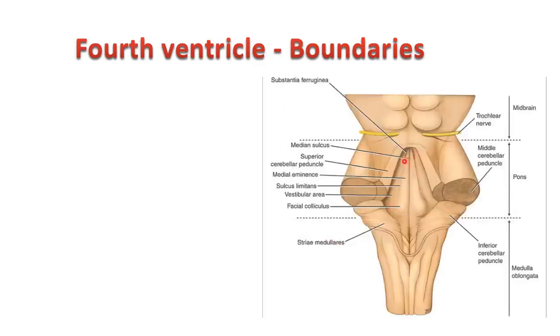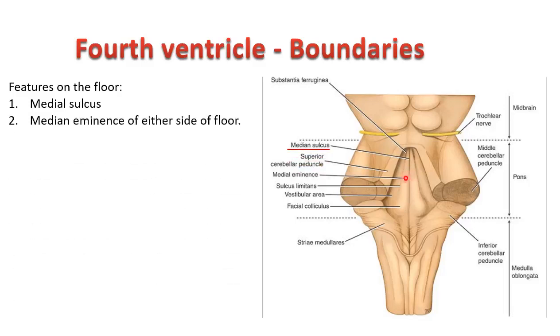So coming to the features on the floor of the fourth ventricle. What are the features on the floor of the fourth ventricle? Mainly in the midline, you are able to see a sulcus which is called the median sulcus. It is not medial. Kindly excuse that spelling mistake. It is actually the median sulcus. Then on either side you see a raised area that is called the median eminence.